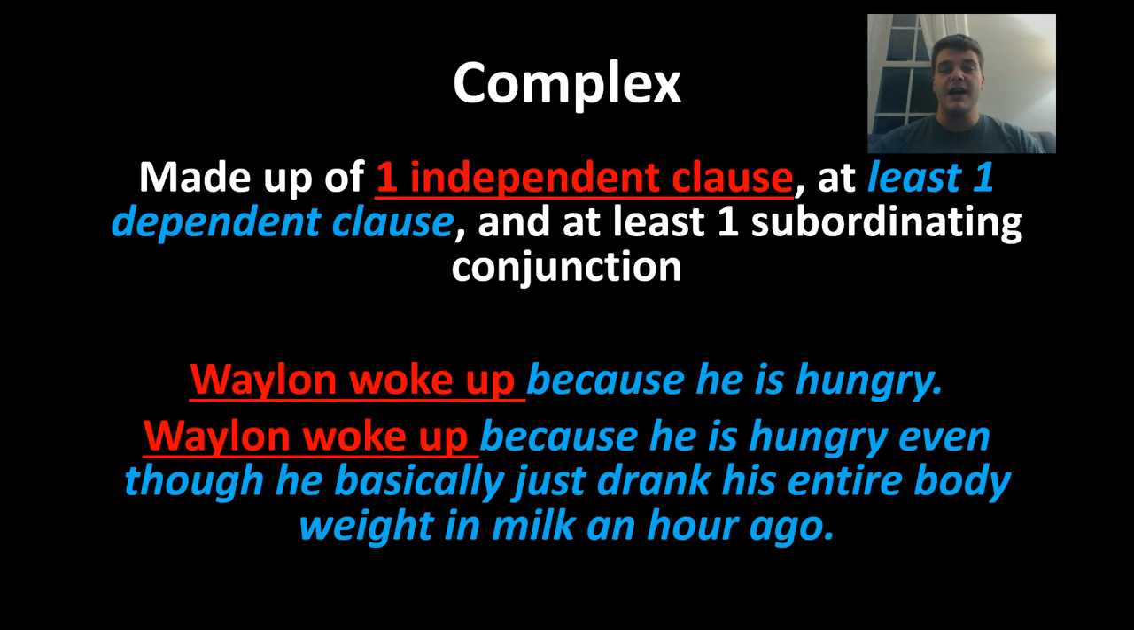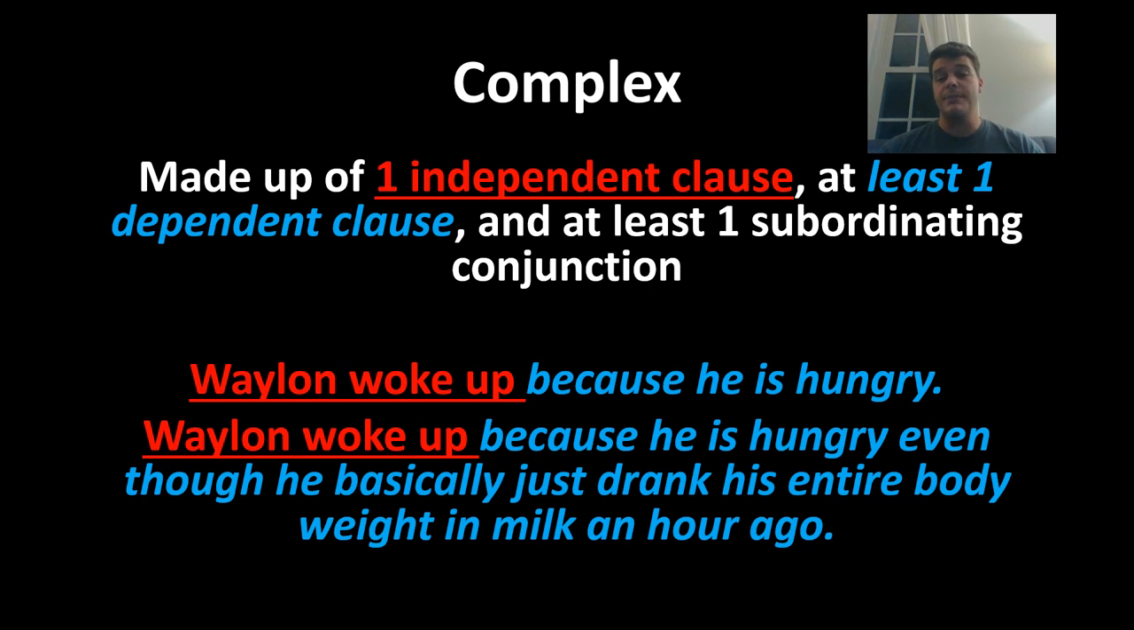All right, the third kind is the complex sentence. It's made up of one independent clause and at least one dependent clause and at least one subordinating conjunction. I say at least because you can add multiple dependent clauses with their subordinating conjunctions, and you can do that for as long as you want, and it's still a complex sentence.